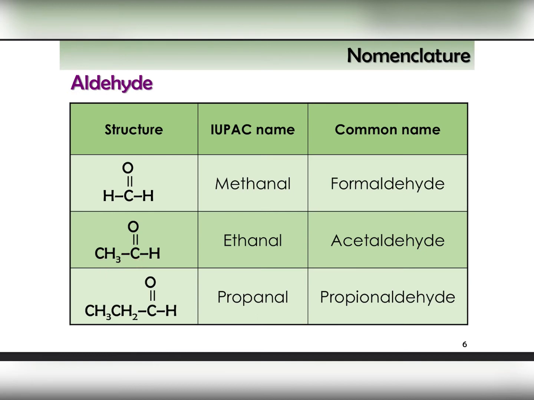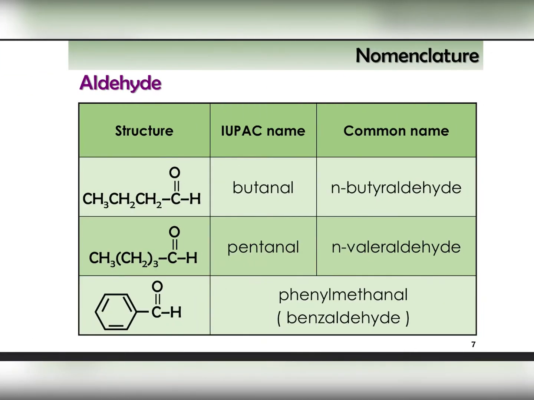So next kita ada dua carbon. So ini adalah ethanal, and the common name is acetaldehyde. Next kita ada 3 carbon. 1, 2, 3 carbon and C double bond O. Ini adalah propanal, and common name dia adalah propionaldehyde. So next kita tengok, we have 1, 2, 3, 4. Ini adalah butanal, and the common name is N-butyraldehyde. Next kita ada 5 carbon. So C double bond O, so the first carbon, and ini adalah pentanal. The common name is N-valeraldehyde.